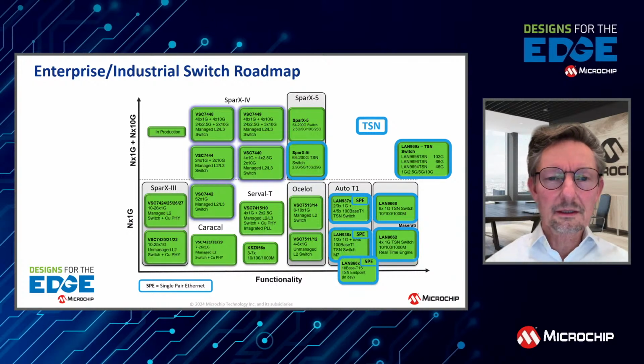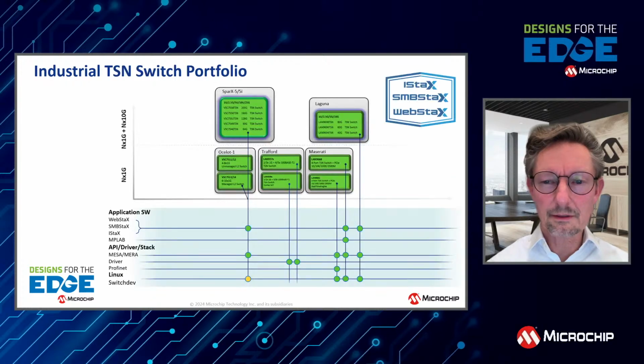So this is the T1 and T1S single pair Ethernet that we have in the middle here. This is just an example on our switches. We also of course have PHYs, and we have TPLLs, and we have a lot of other technology we use within TSN technology.